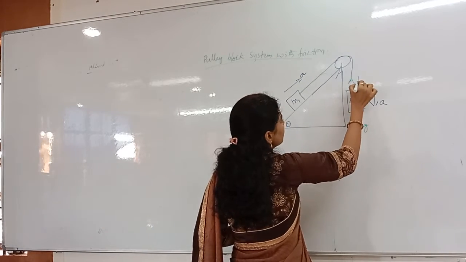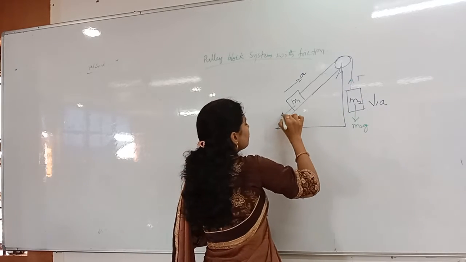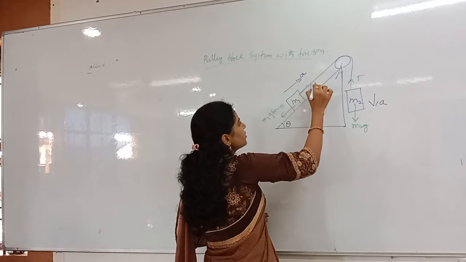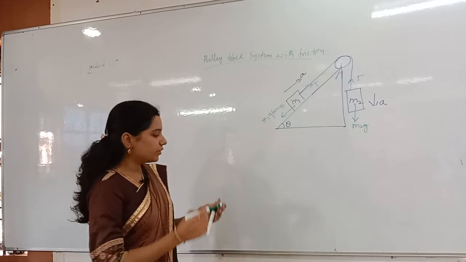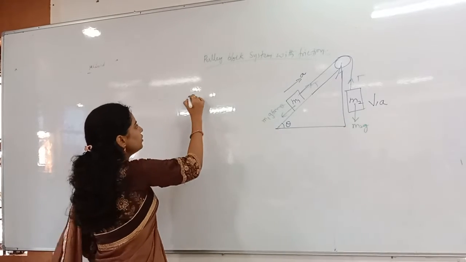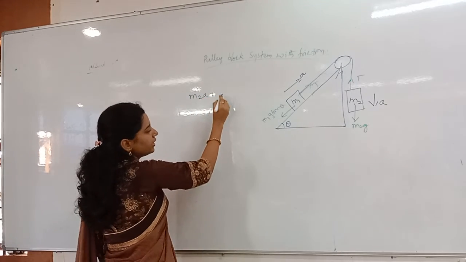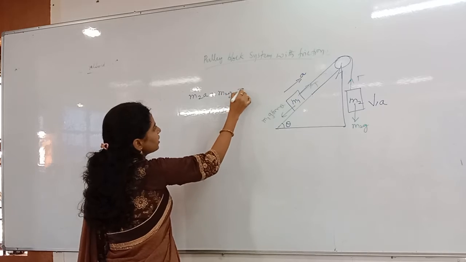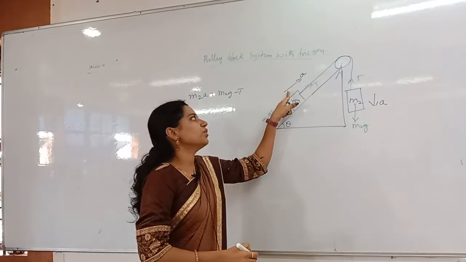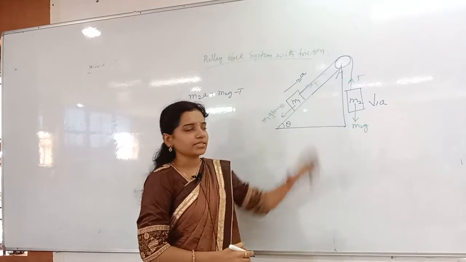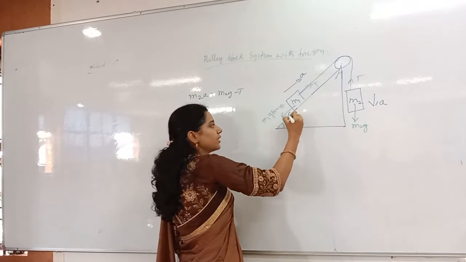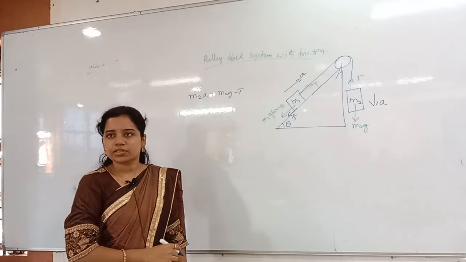Now m2g is acting in which direction? Downward direction. Tension T is acting in upward direction. Here, of course, m1g sin theta is acting, and here tension T is acting. Now if we write the equation for the second one, m2a is equal to m2g minus tension T. If you write the equation for the first one, it is going up with acceleration a, so friction will act in the opposite direction, nothing but downward direction. This is the friction. Clear?